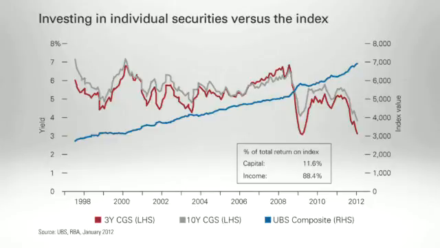fixed interest investment. If you are investing in fixed interest through a fund and reinvesting your dividends, your total return includes both. Total return is shown in the blue line on this chart, which is referenced in the right-hand vertical axis. Compound income has been a significant part of the return on the UBS Composite Index through time.